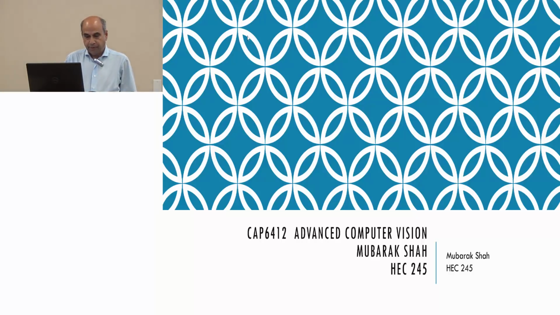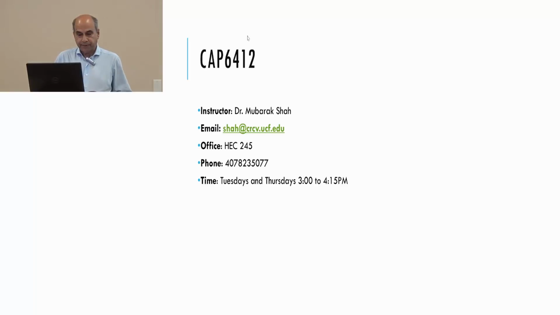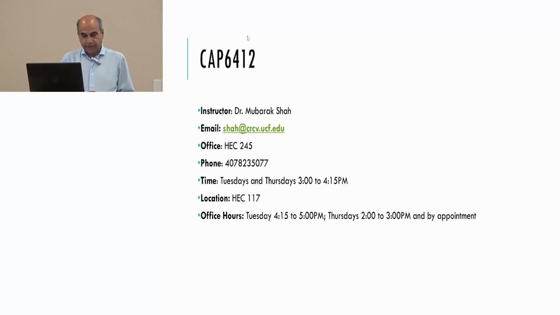So this is Advanced Computer Vision, CIP 6412. I'm the instructor, and this is my email address, and my office is upstairs on the second floor, 245. This is the phone number, and these are the office hours. The class time is 3 to 4:15, Tuesday and Thursday, in HEC 117, which is this room. Office hours on Tuesday are right after the class, and Thursday 2 to 3 p.m., and by appointment.